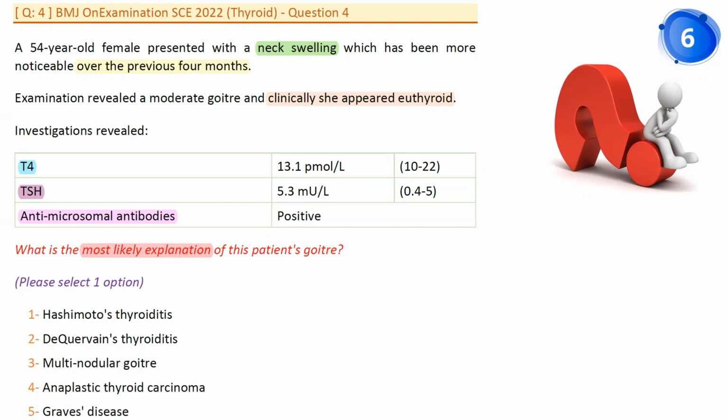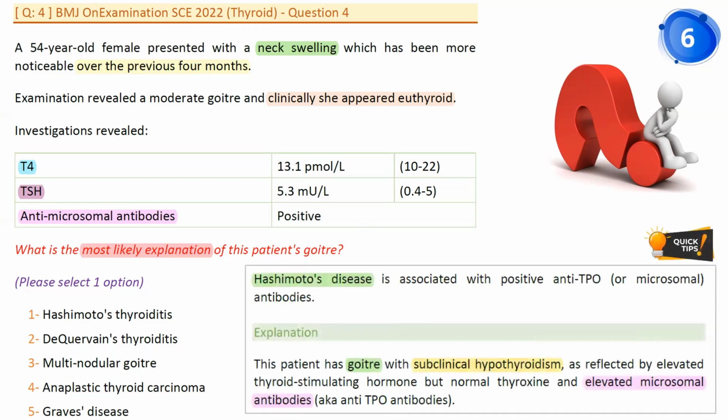The age of the patient and progression. Very aggressive. Yes, anaplastic thyroid cancer is very rare, not common, and the patient usually presents with compression manifestations. So it is not only the age, but the presentation. Anaplastic thyroid cancer is an invasive cancer, so the presentation will be different from this.